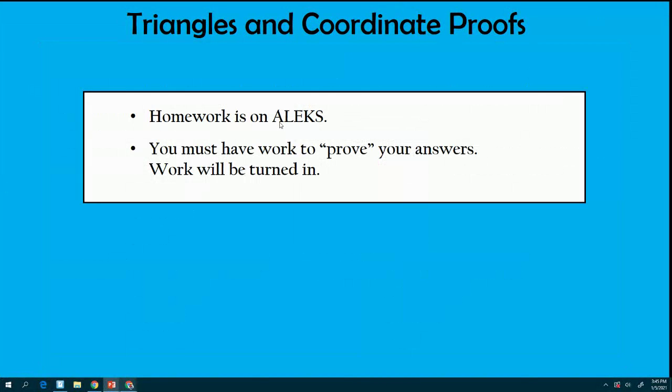Okay. So that's the homework in Alex. You're going to have to turn in the work that proves your answers. So you're going to have to write things out to prove it, whether it's the distance formula or slope, like I talked about. All right. So get to that homework. Make sure you get it done. Make sure you have proof to go with your answers. Then you're going to turn that in, and I'll let you have at it.